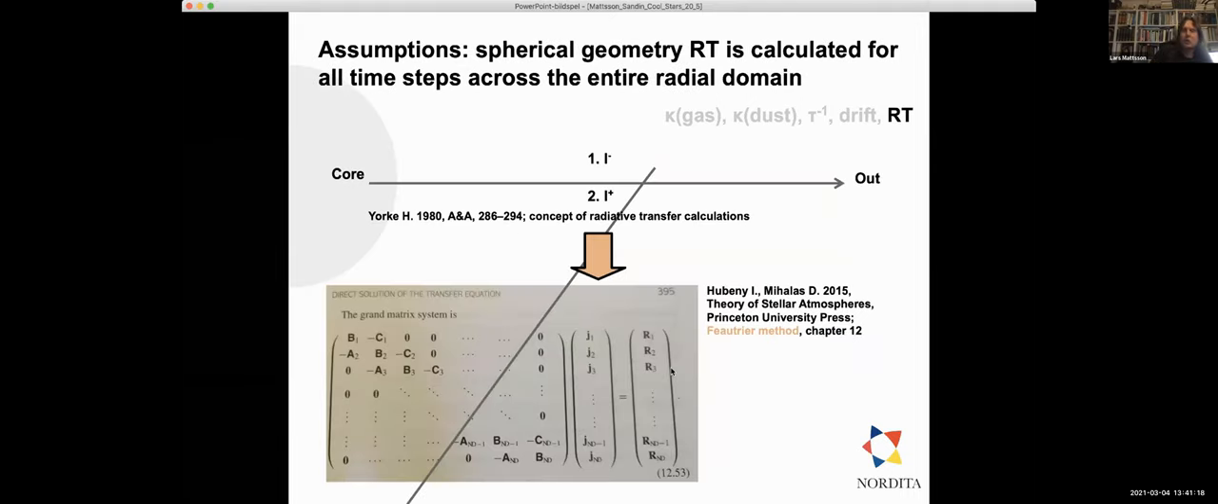What is new in our code is that, as opposed to what has been done before, where the Darwin code, for example, used the scheme by York from 1980, we are using the Fourier method without any approximations. And we calculate this in spherical geometry at all time steps in the entire domain. That's a little bit expensive, but it's actually worth it because everything gets much more stable this way.